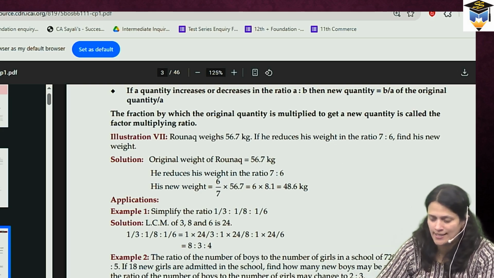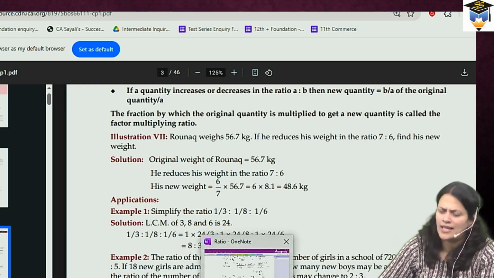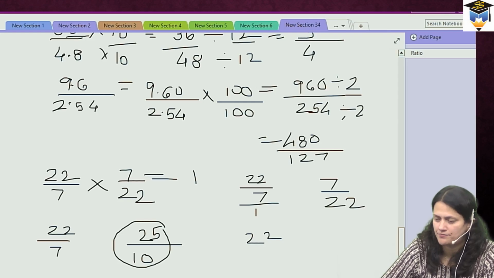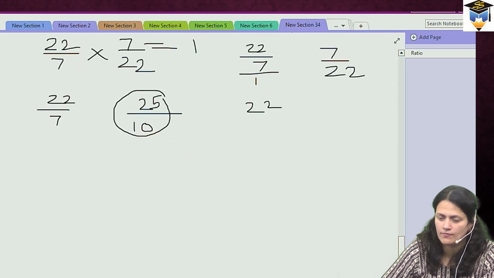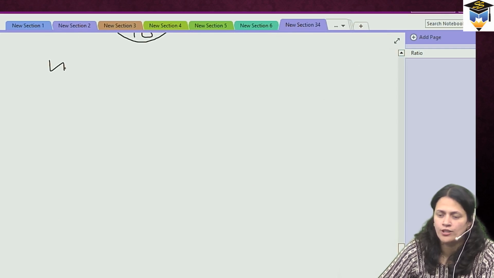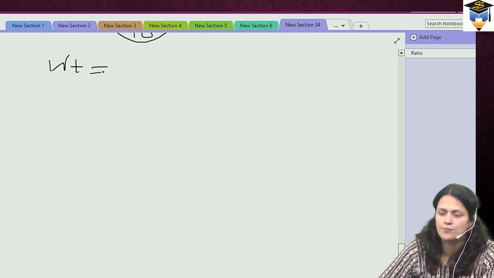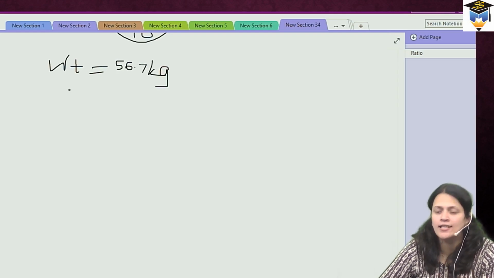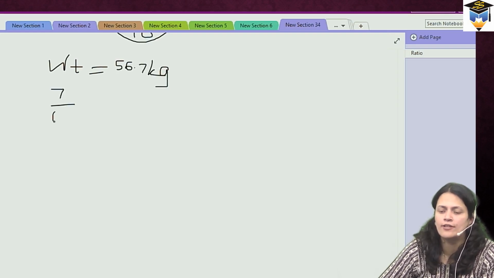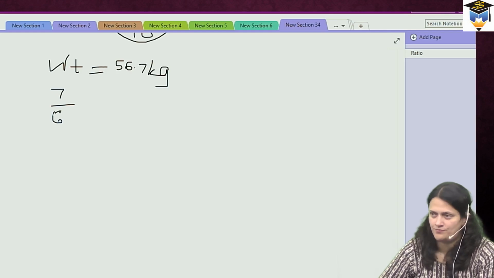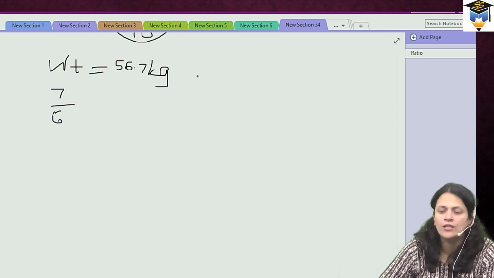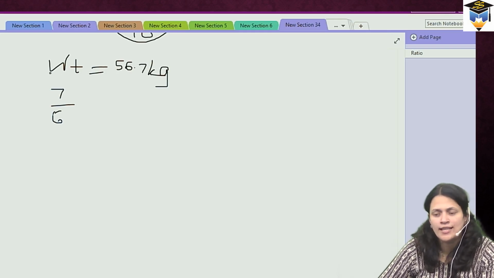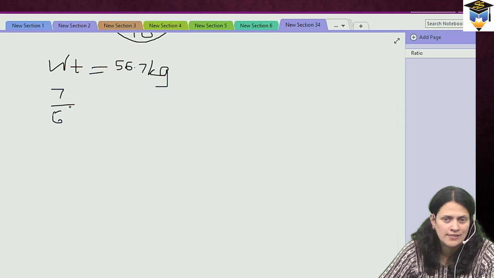Okay, let us take this example, same example. Weight of Raunak is given to us as 56.7 kg. And he has increased his weight in the ratio 7:6. And now you have to find out the new weight. Now this ratio is given to us. What is the meaning of this?